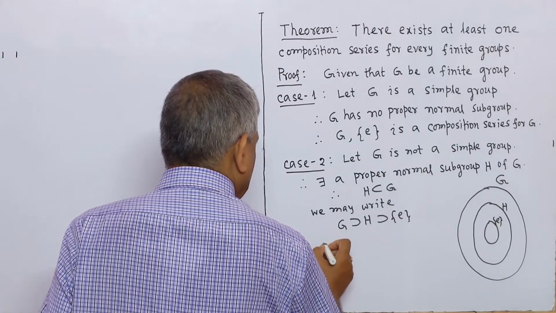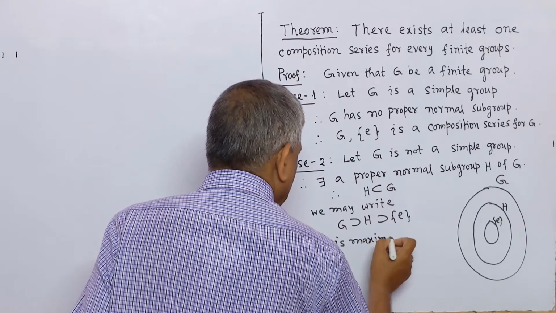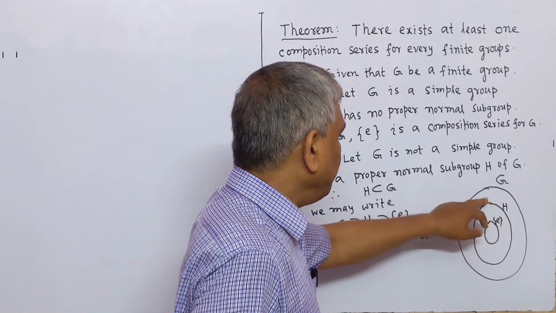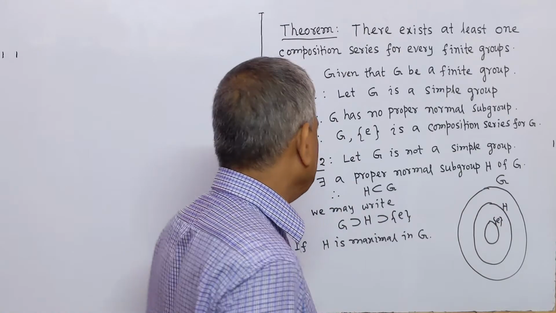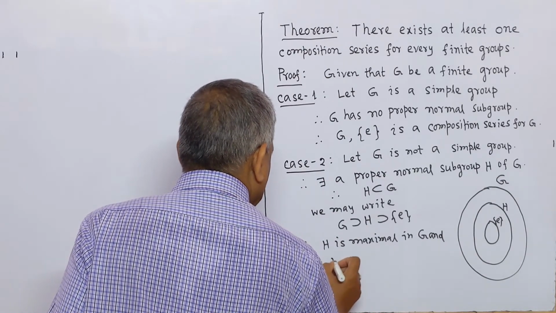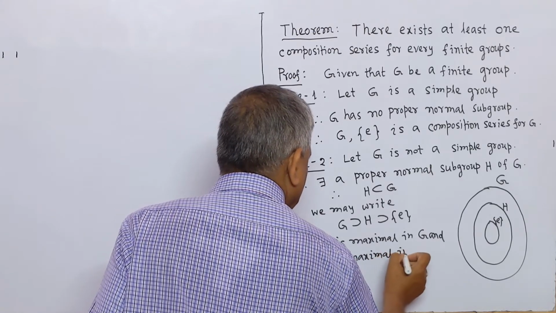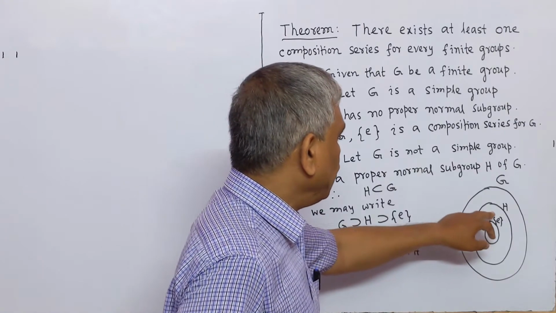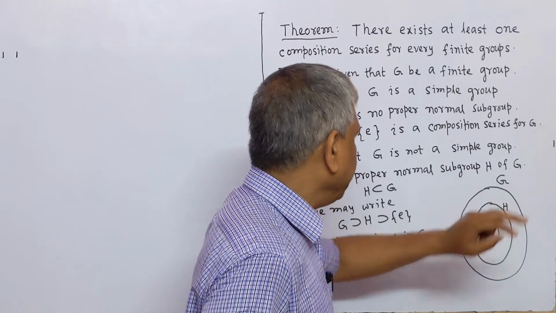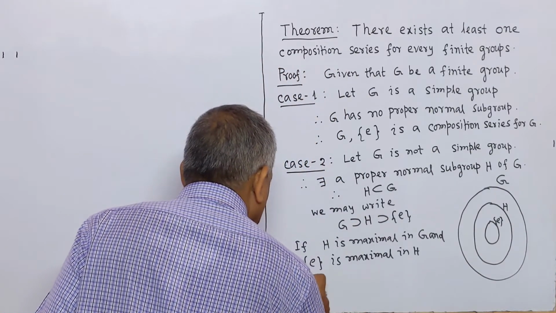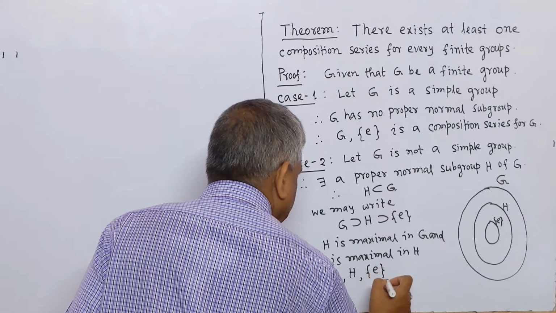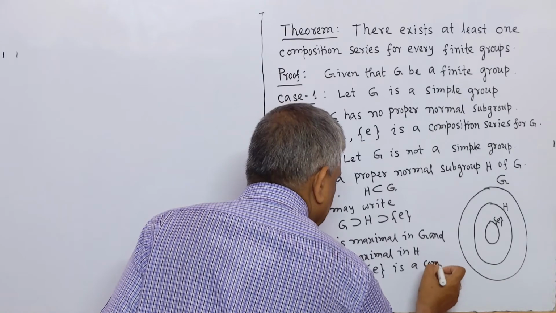If H is maximal in G, that is, there is no proper normal subgroup between G and H, and the set containing identity element is maximal in H, that means there is no proper normal subgroup of G between H and the set containing identity element. Then G, H and the set containing only identity element is a composition series.